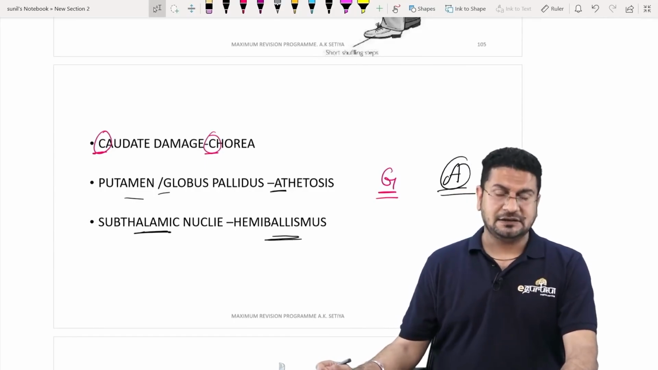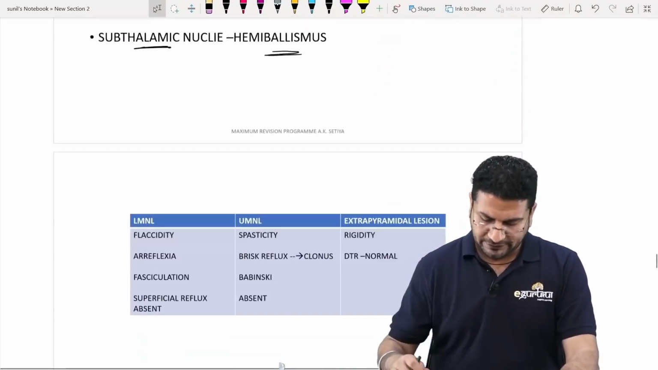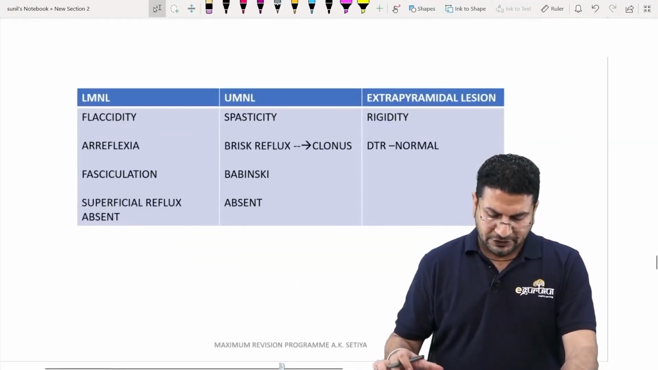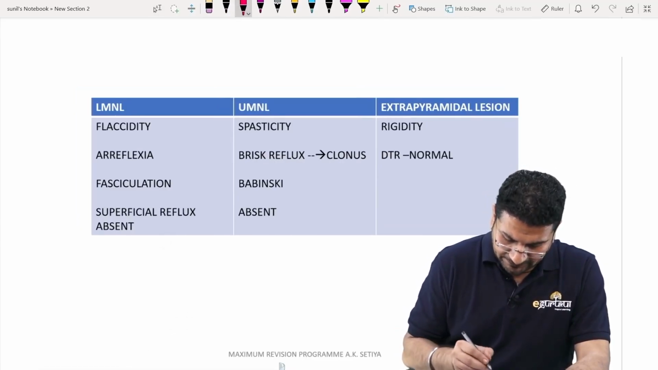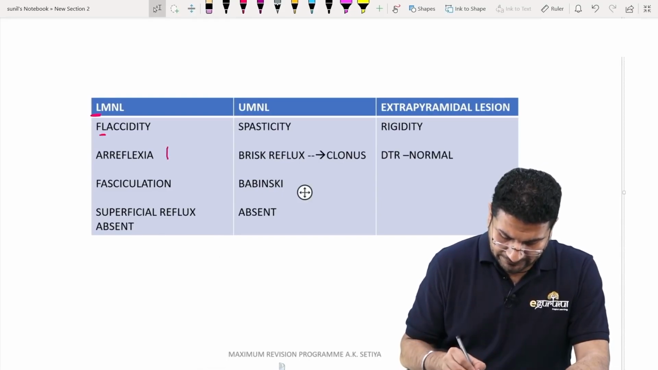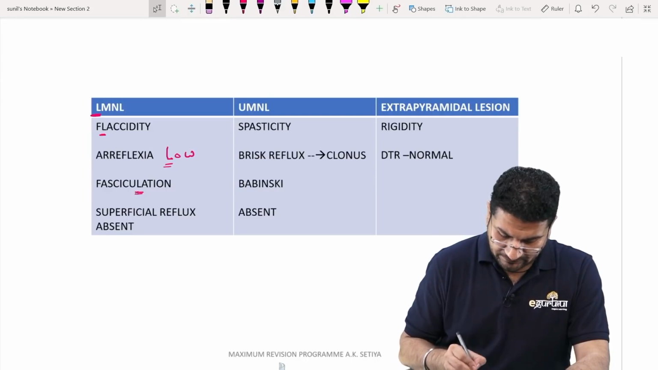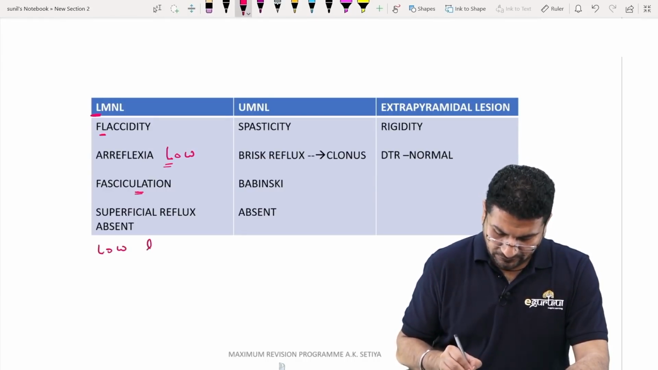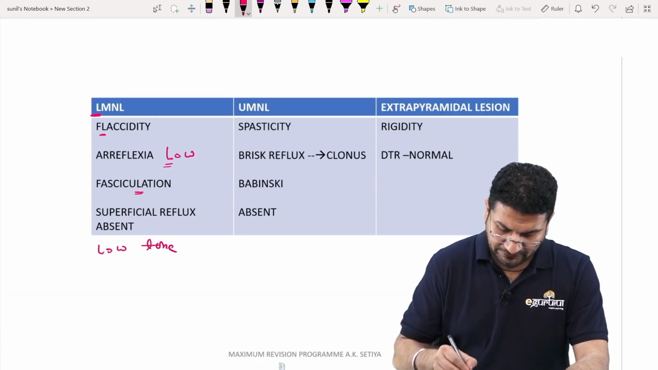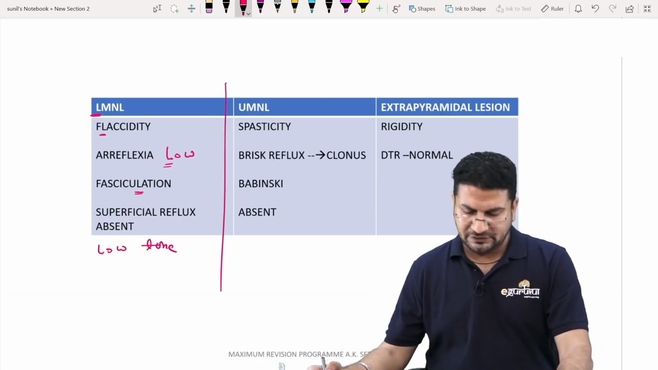So these are defects of movement or motor defects. Lower motor neuron lesions, you will see flaccidity. Just marking something: L for flaccidity, L for low reflex. So I am writing this: low reflex, fasciculation, right? Low tone, or hypotonia. So just remember this one. These are the features of lower motor neuron lesion disease.